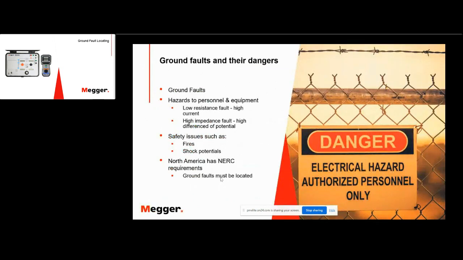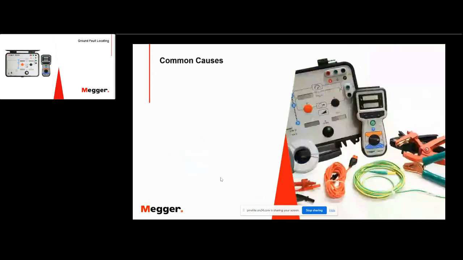The obvious dangers of ground faults are they can be hazardous to people and equipment. Think about it. If you have a very low resistance ground fault, that has the potential to draw high current. That can create heat. High impedance ground faults can create high differences of potential and can be shock hazards. So some of the issues you can run into are overheating, fires, and personnel being shocked. In some areas like North America, there are actually government guidelines that ground faults must be located, or the utility can be fined.